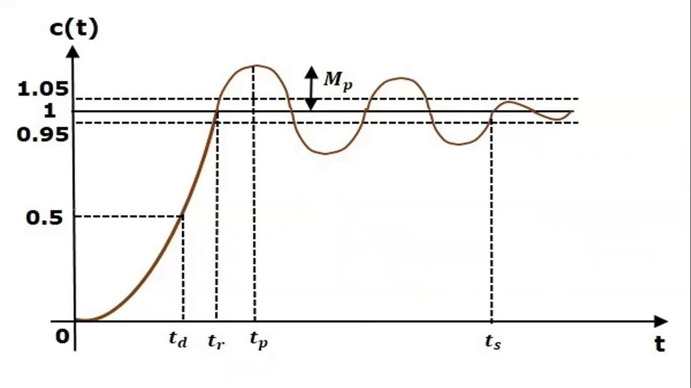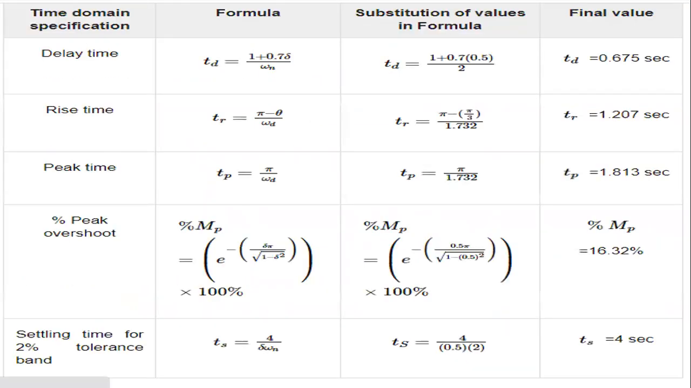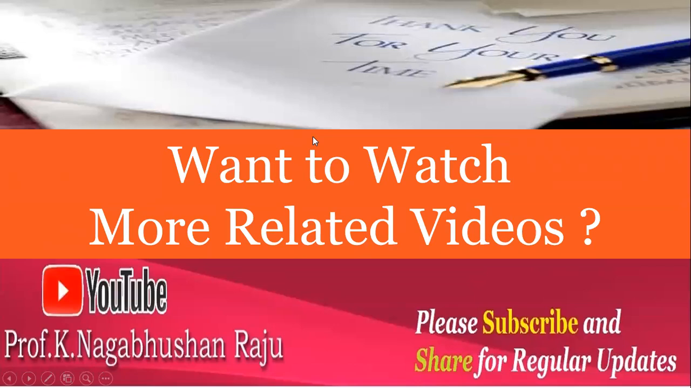So that is how we understand the time domain specifications. The 5 important time domain specifications are TD, TR, TP, MP, and TS: delay time, rise time, peak time, percentage peak overshoot, and settling time for 2% tolerance. So that's exactly what the time domain specifications or time response specifications are.